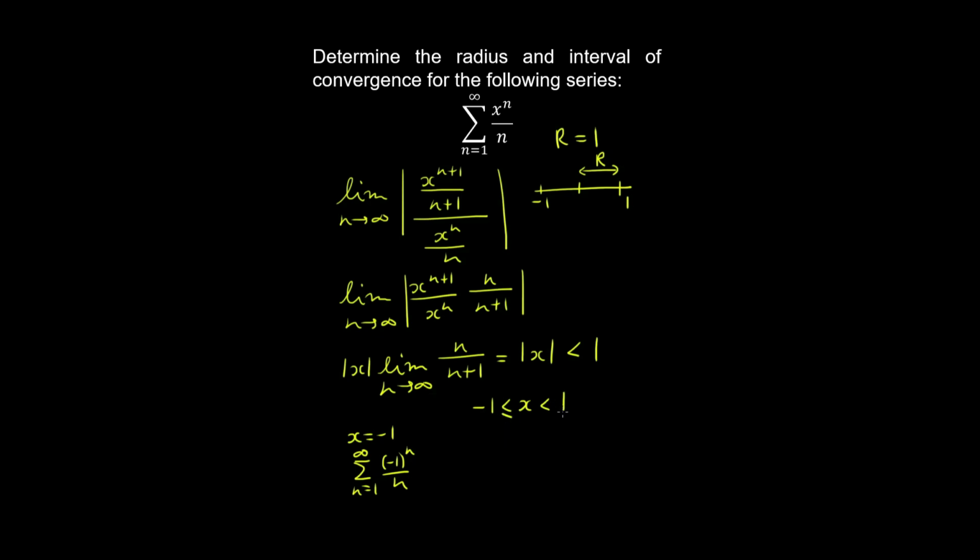And now if we substitute x equals 1 in that series, well, 1 to the power of n is always 1. So therefore this is a harmonic series, and we know it diverges. And therefore the interval of convergence is minus 1 inclusive to 1, where the interval is open.